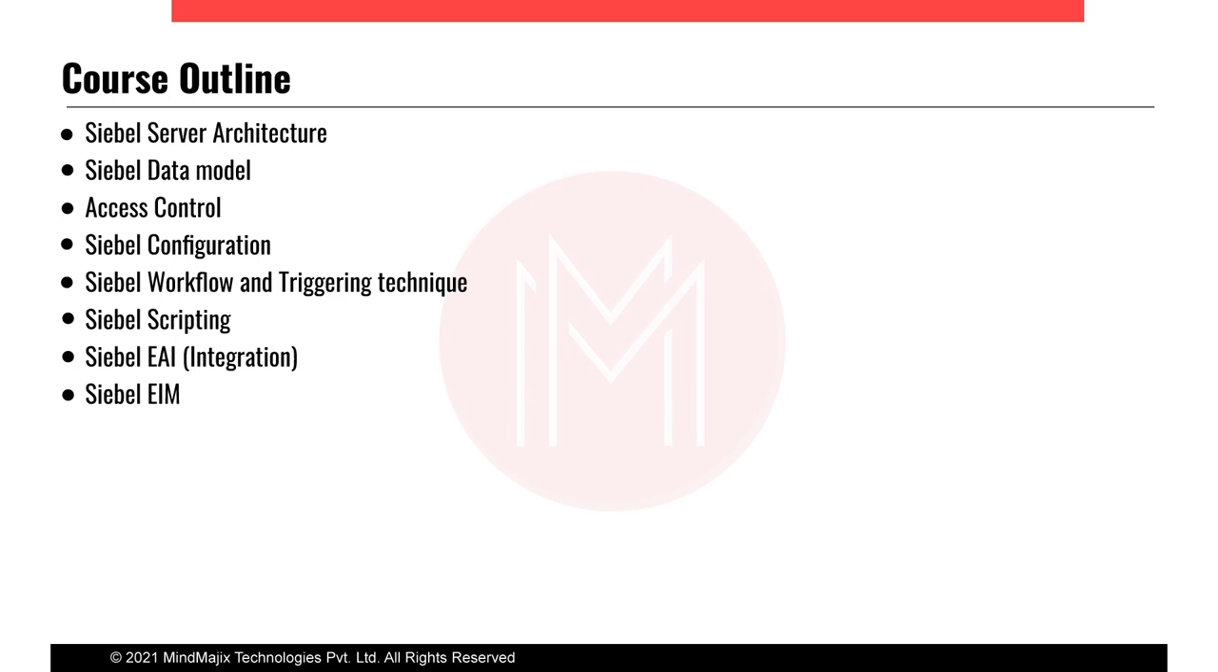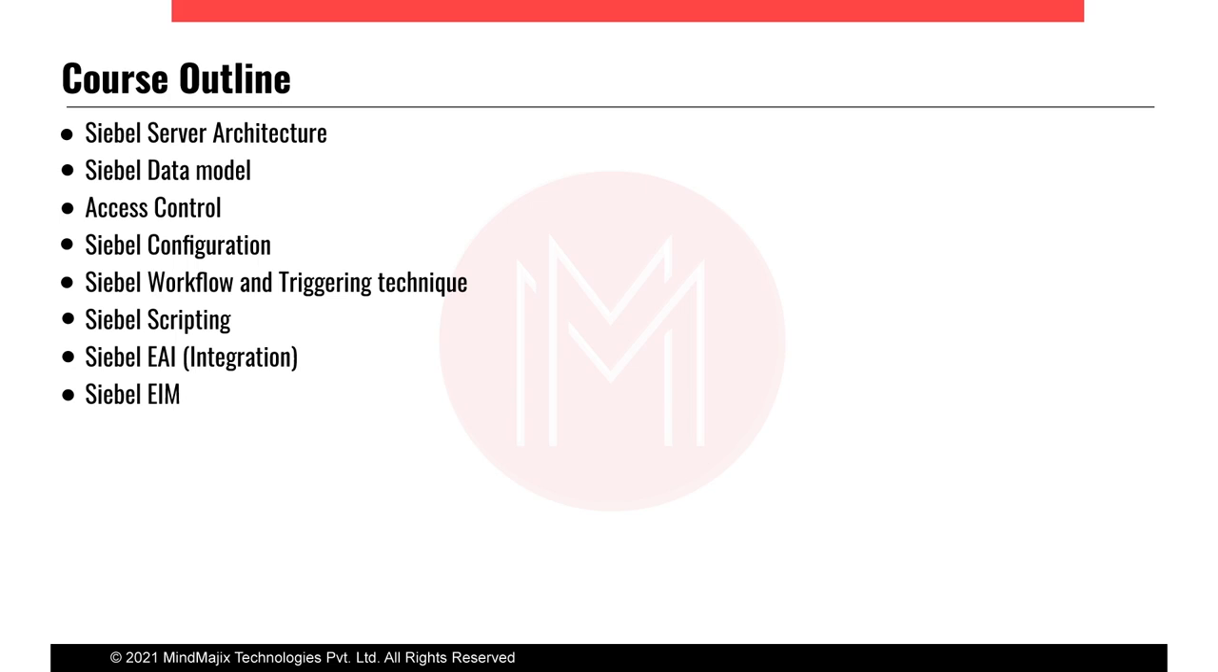Now, Seibel integration. Integration is where we will be doing interactions with a different system. Let's say there is a Seibel system, and there are requirements where we will be sending data from the Seibel side to an external system. That is called outbound. So integration is the technique by which we can develop on the Seibel side so that we can interact with the external system. We can send data from Seibel side to external system, or receive data from external system to Seibel system. Those things we will be understanding as part of this course.